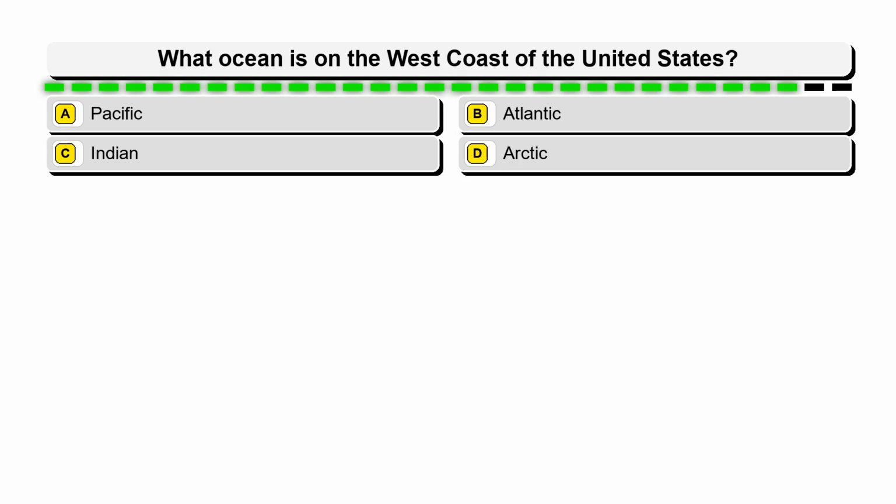Question 17. What ocean is on the west coast of the United States? Option A, Pacific. Option B, Atlantic. Option C, Indian. Option D, Arctic.